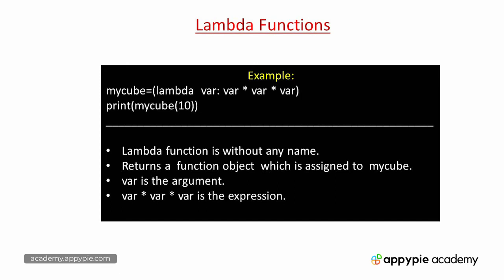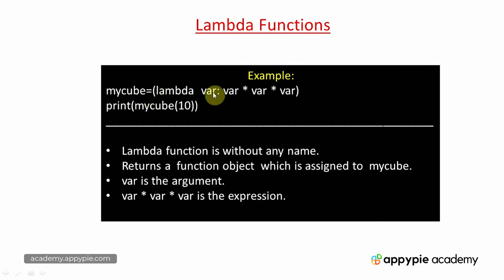Now what does it mean? First, as I have told you, there is no function name for a lambda function. What will happen is I will write this lambda argument and expression, and it will be assigned to the variable my cube. You can call it a variable or an object. At the time of calling, I would write my cube 10. Now don't say that my cube is the name of the lambda function. Lambda functions do not have any names. We have simply assigned this whole thing to this object my cube.